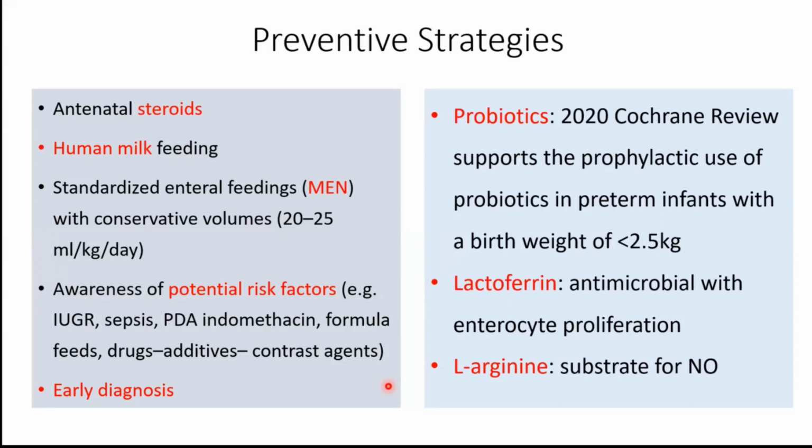has been recommended, and there should be awareness of potential risk factors for NEC like IUGR, sepsis, formula feedings, and various drugs, and all these should be avoided. Also, early diagnosis in the form of suspicion if the baby is having increased CRP, thrombocytopenia, persistent metabolic acidosis, and increased gastric residuals. This should be kept in mind, and early diagnosis of NEC should be made.